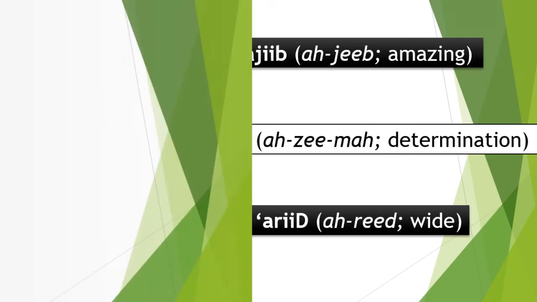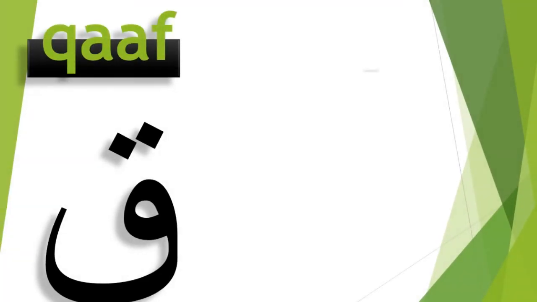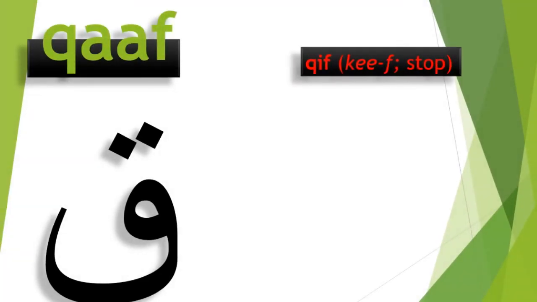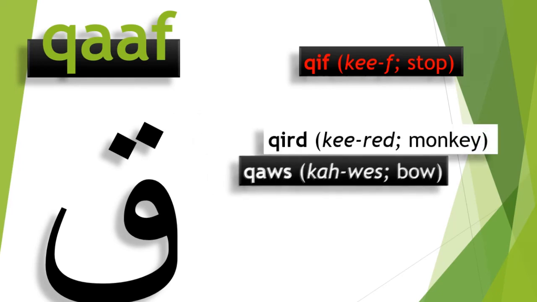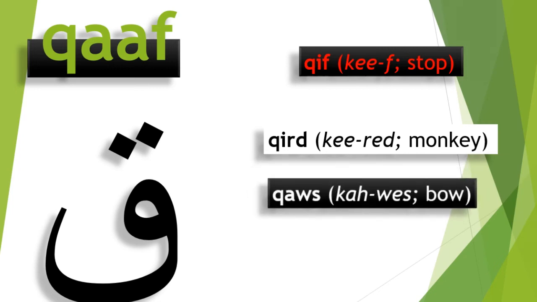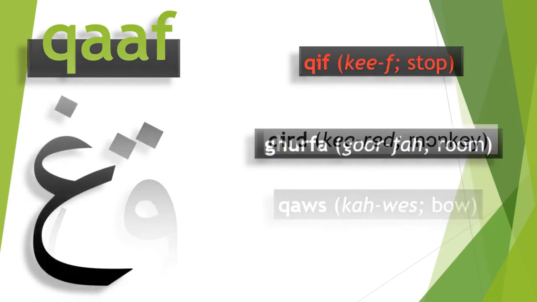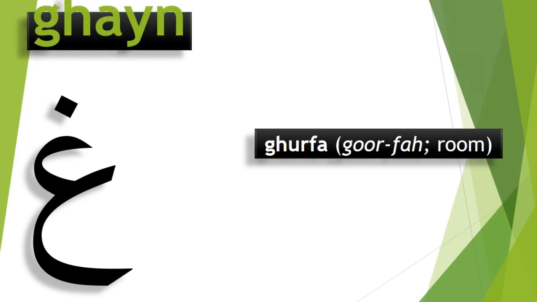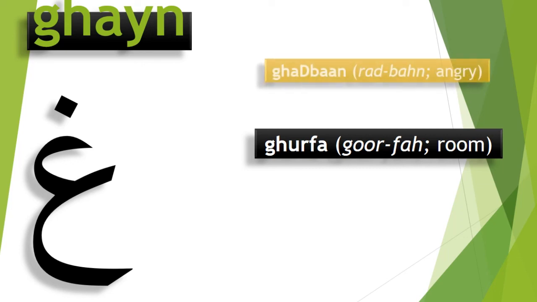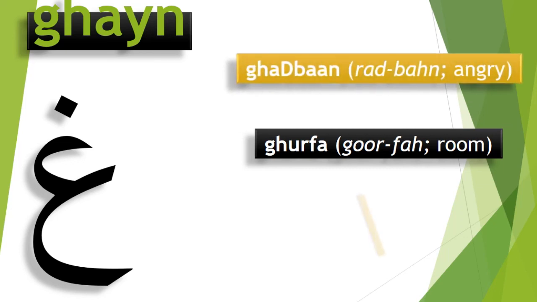قاف: قف, stop; قرد, monkey; قوس, bow. غين: غرفة, room; غضبان, angry; غدا, tomorrow.